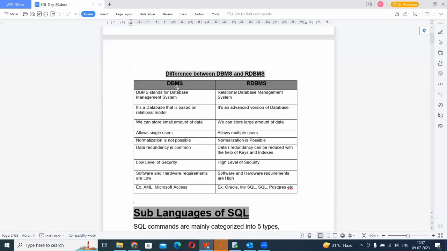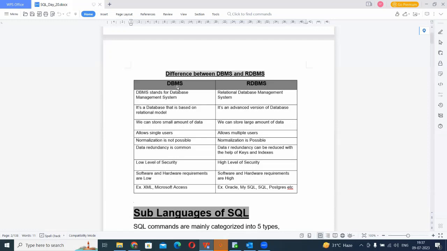So the next difference we have is data redundancy is common. Redundancy means duplicate data. Here the same data is present in unwanted places. That is data redundancy. But in RDBMS, duplicate, that is unwanted data, is not present. It can be reduced with the help of keys.